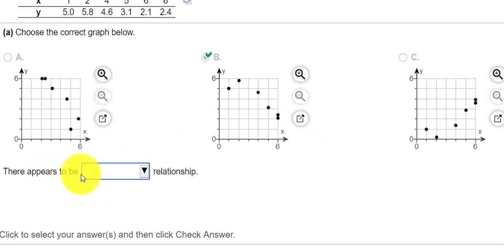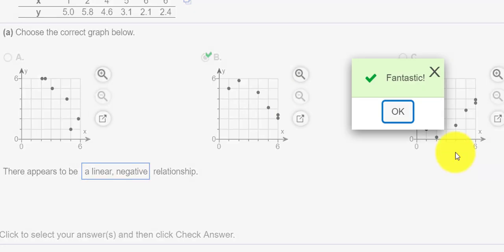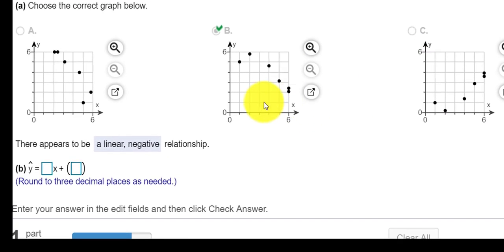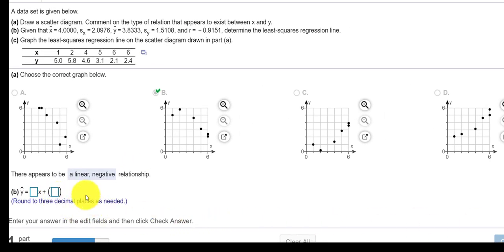Next, it says there appears to be a, I guess, if I take away this one point, this could resemble a linear relationship. And since it falls from left to right, it's negative. I check my answer. Okay. And then it says, okay, can we come up with our regression equation? So let's take a look. Now, they give us some information up here. And I want to see, can I come up with the equation using StatCrunch?